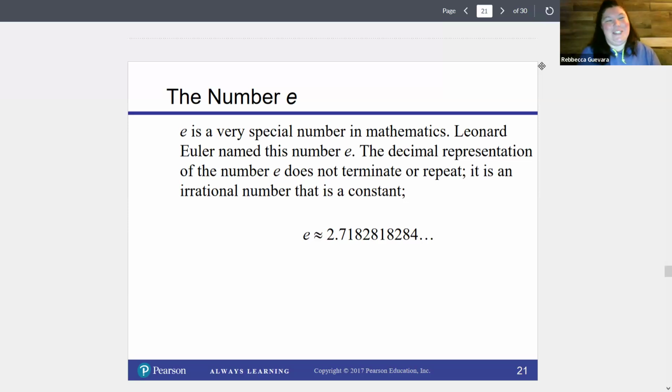The decimal representation of the number e does not terminate or repeat. It is an irrational number that is a constant. So it's called the natural number because it occurs naturally. So where we see this is something called compound growth.